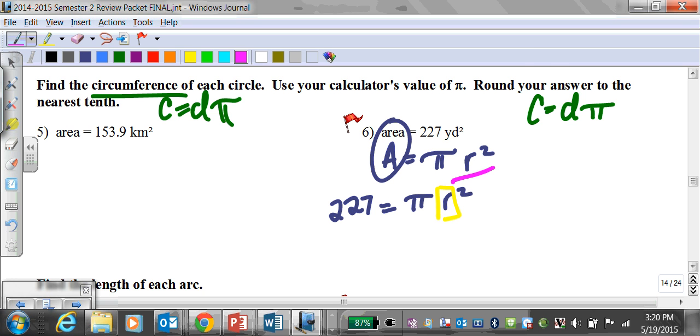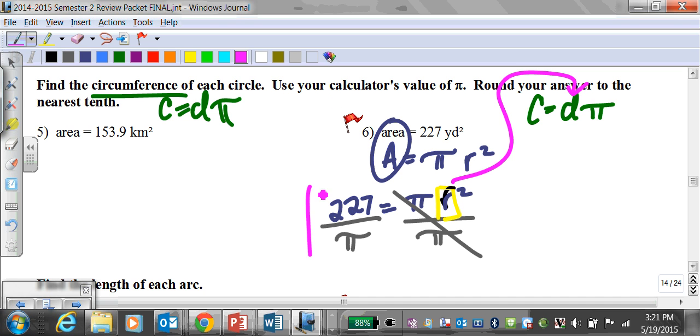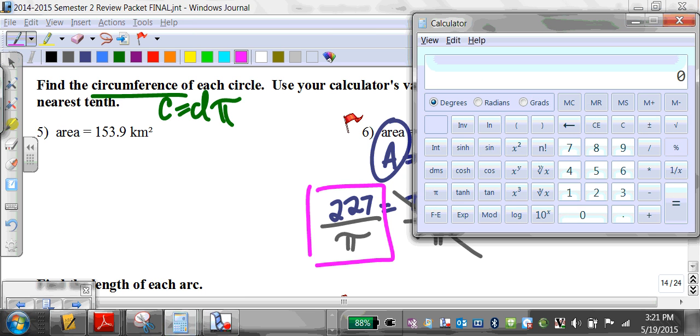Now our goal obviously is to solve for the radius. Once we solve for this radius, we just double it and get the diameter and we are good to go. Got to remember here, the only variable you actually have here is the radius. So we're going to start by dividing by pi to get that pi itself. And it says use your calculator's value of pi. So that means we're going to go 227 and divide it by your pi key.